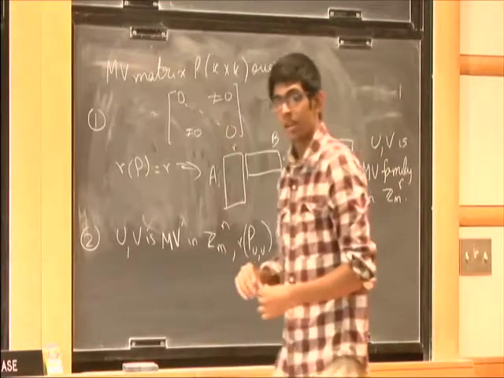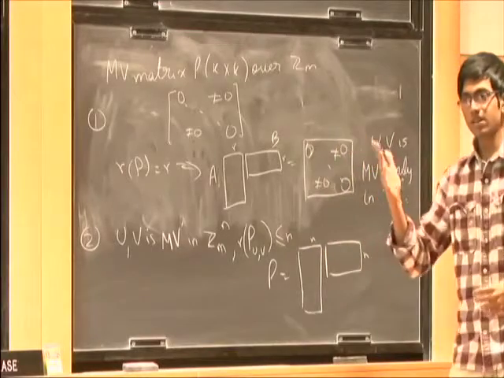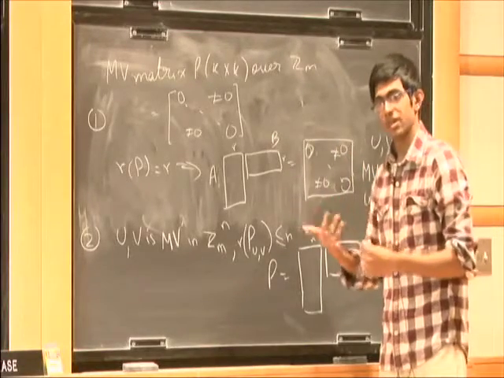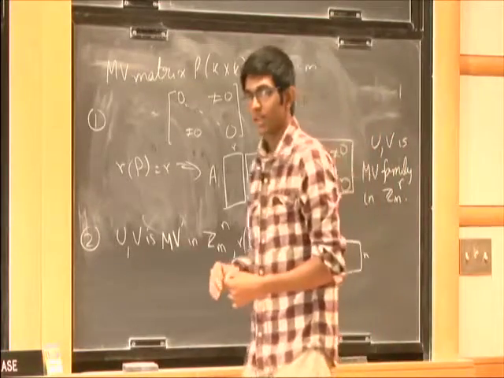Why in some sense? Without loss of generality, because otherwise you can make it smaller, and it will only be to your advantage if it's smaller. So we can assume n is the rank.